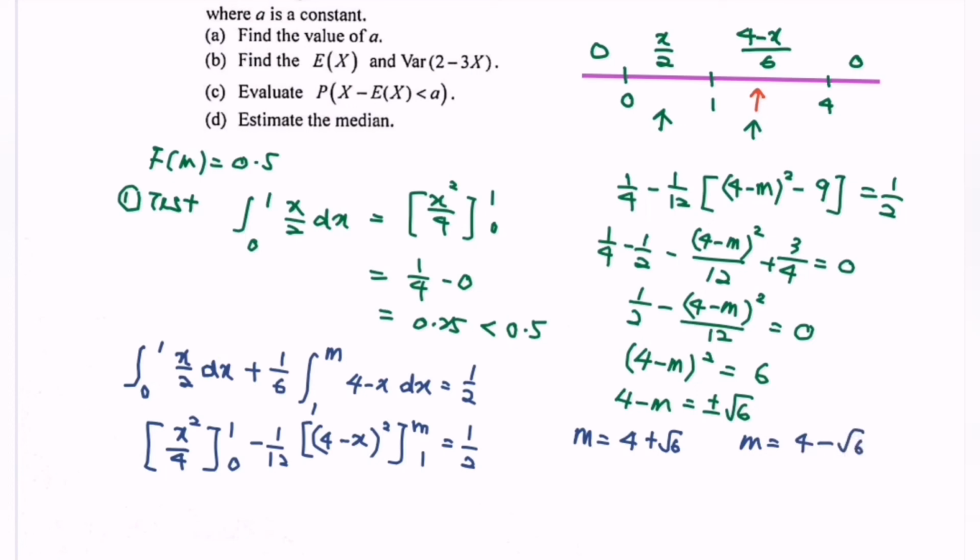So kindly refer to the number line. The location is between 1 and 4. So my suggestion would be m equals 4 minus the square root of 6, because for the first one, 4 plus the square root of 6 is out of the range. So this one will be the valid solution for the median: m equals 4 minus the square root of 6.